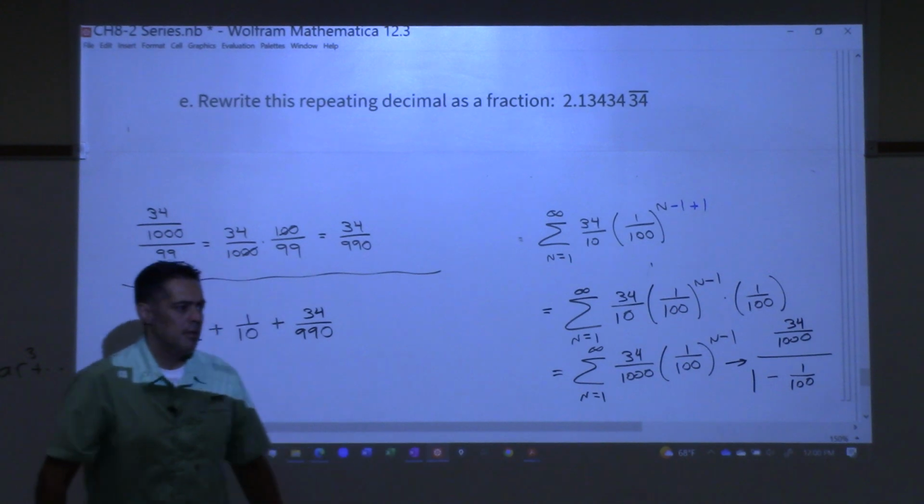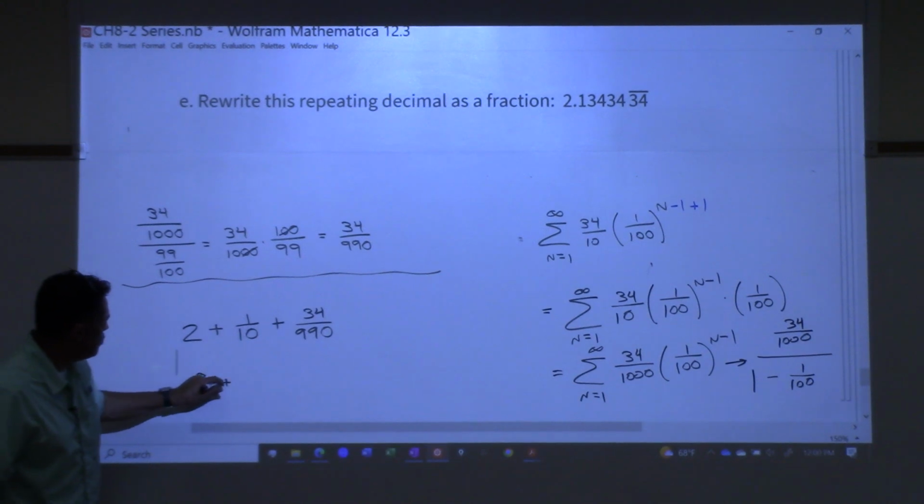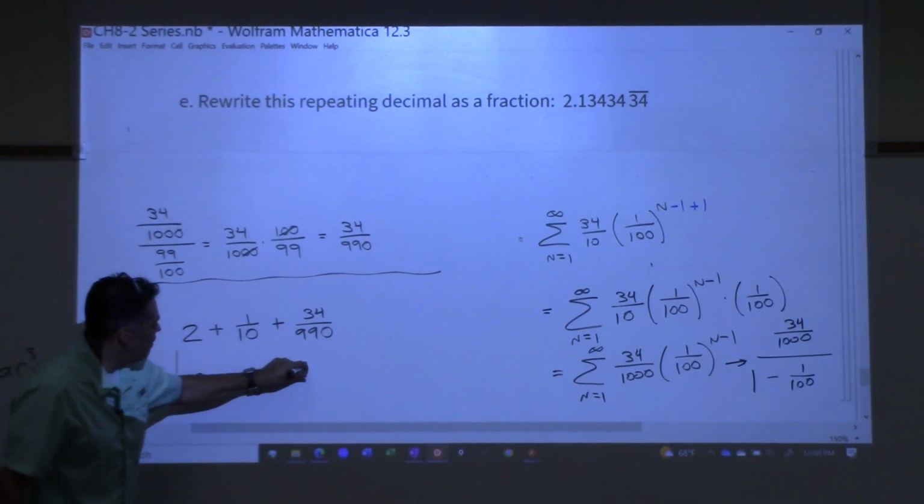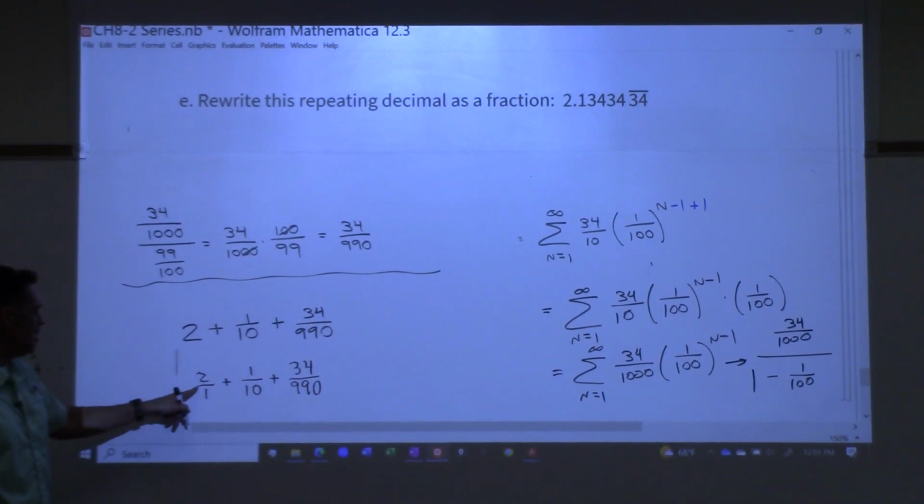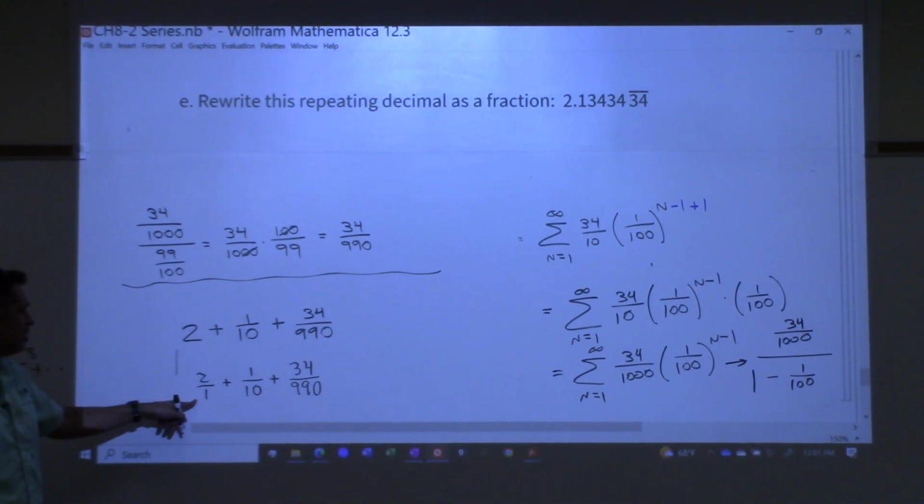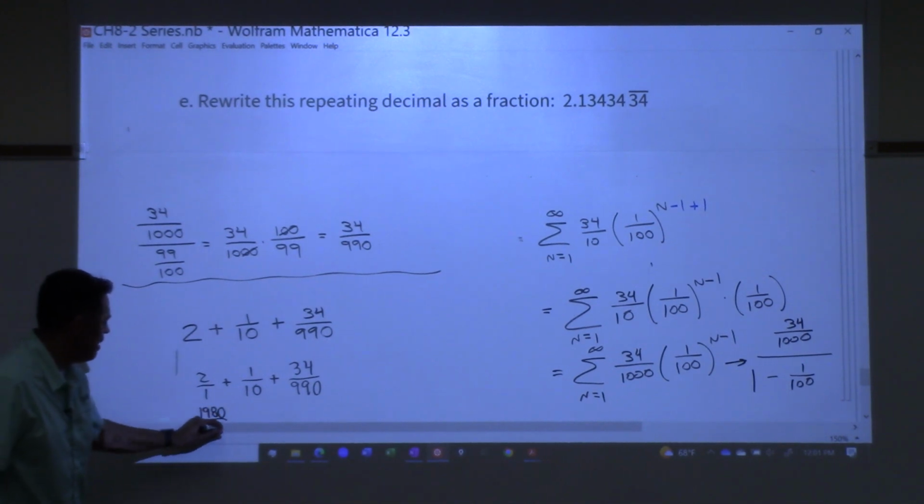Like that. We have this, right? We need a common denominator between all of these, and then we put them together and we will have a final fraction. So 2 over 1 plus 1 over 10 plus 34 over 990. I'll need some help here. Okay, I have to get a 990 down here, I have to multiply top and bottom by 990. 990 times 2, that's 1,980. Well, hold on, don't reduce. I don't want it reduced. I just want the full. 1980 over 990 right here.